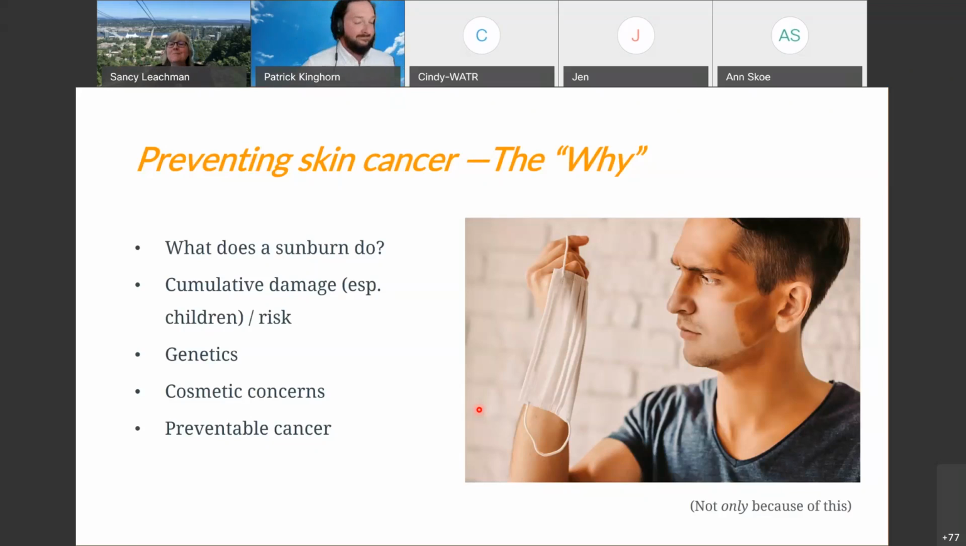And then we've got cosmetic concerns that happen from sun and from all the lifetime of living. And preventable cancer is what skin cancer is. So these are some of the sections I'm now going to do a little bit more detail on.